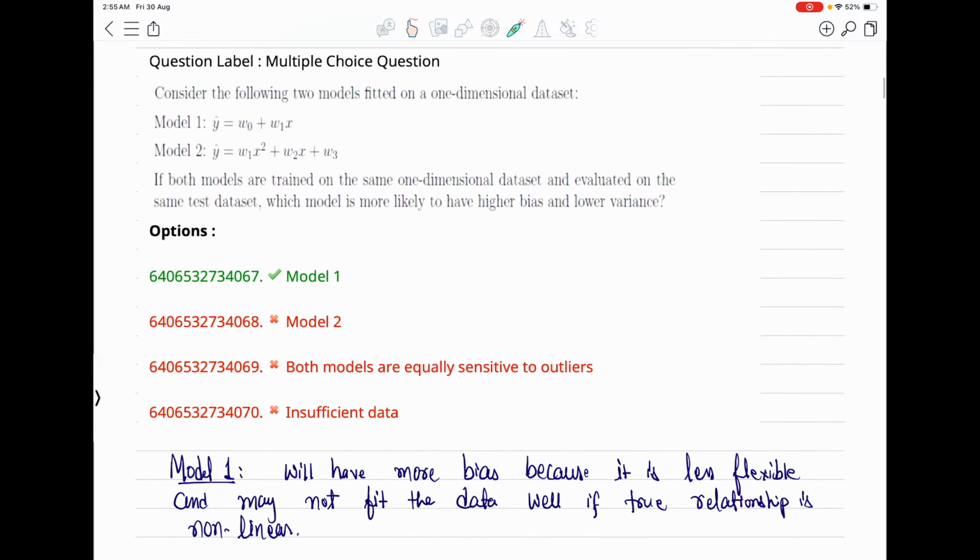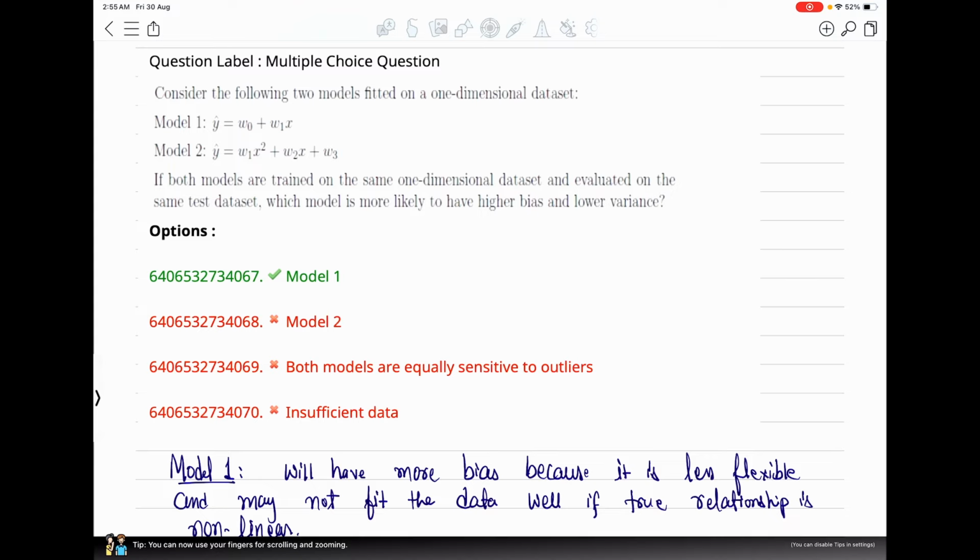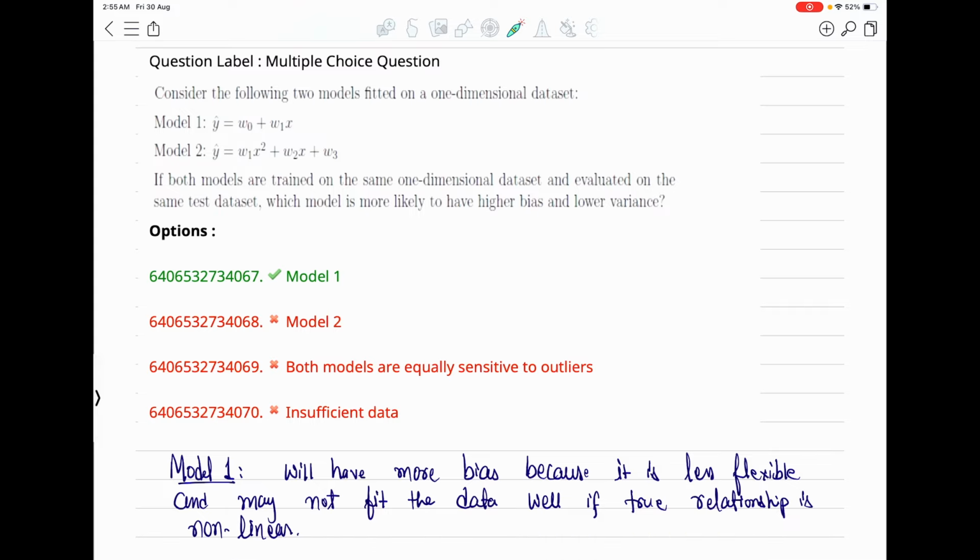Now moving to the next question, it's saying that consider there are two models fitted on a one dimensional data set. Okay, so we have a one dimensional data set and we have fitted this. Now there are two models we have. Model 1 is a linear model, you can see here, and model 2 is a polynomial model.